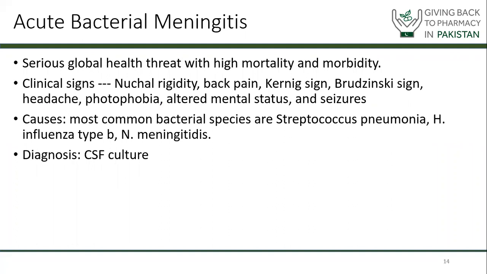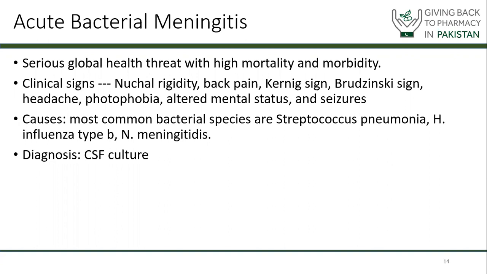So what are the clinical signs of the patient who presents with meningitis? Patients with meningitis would have stiff neck, nuchal rigidity. Nuchal rigidity means stiffness of neck, back pain, Kernig sign. Kernig sign is lifting of the legs to 90 degrees, and the knee is flexed and they are unable to straighten their legs. So this sign is called Kernig sign. Brudzinski sign is when a patient's head is lifted up, it lifts along with their knees and legs.